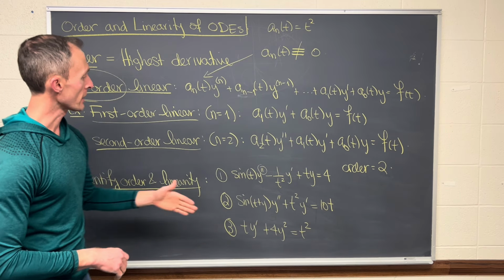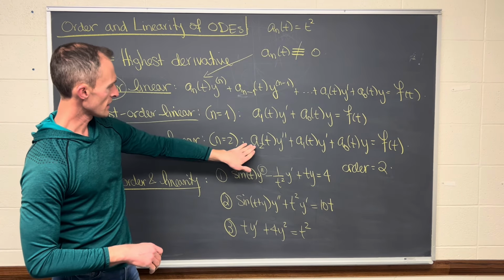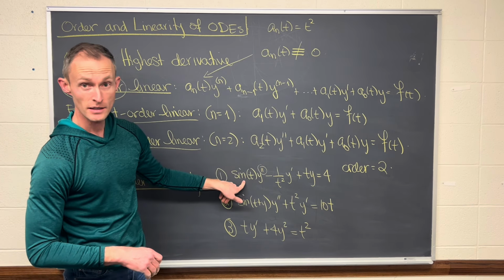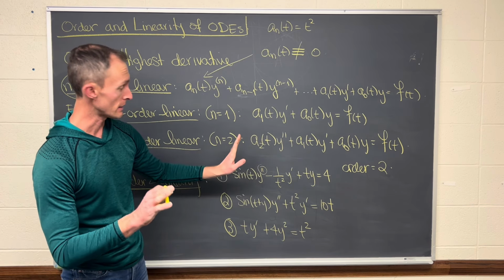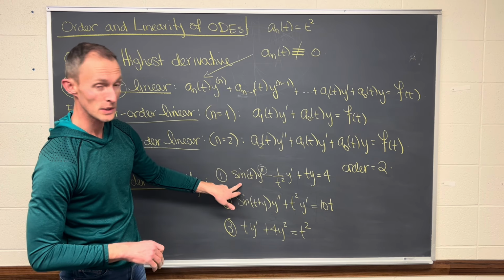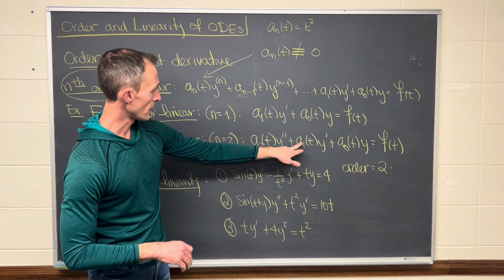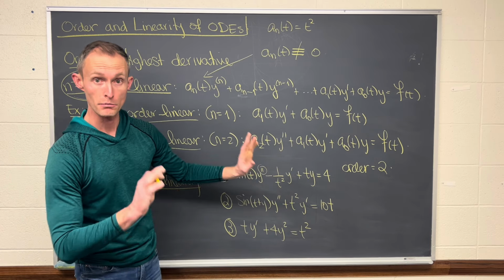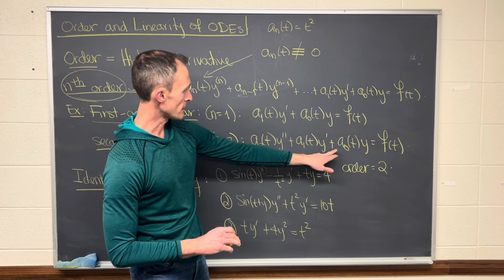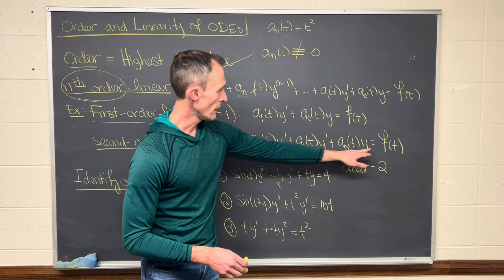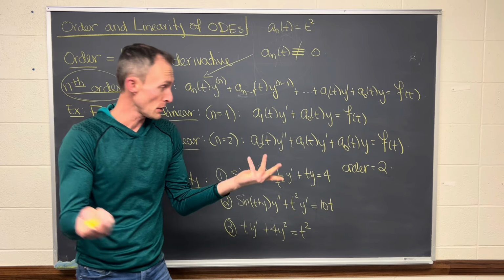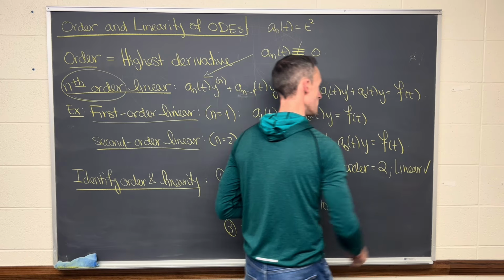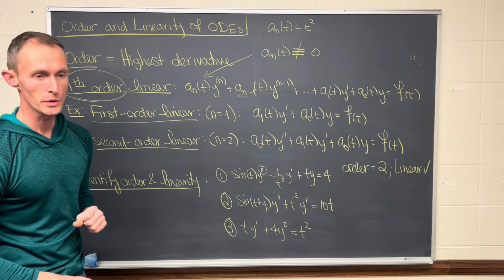And now I stand back and I look at it and I say, okay, does it fit the second order ODE form that I have here? Is there some function of t times y double prime? Yes, sine of t times y double prime. Okay, that's legit. So in this case, a2 is sine t. Is there an a1 times y prime? Yes, there is. a1 is minus 1 over t squared. Okay, looking good. Plus a0 is just t, and f of t is 4. So is it linear? Yes, it is. So it's a second order linear ODE.